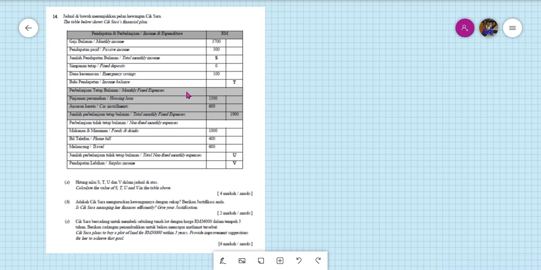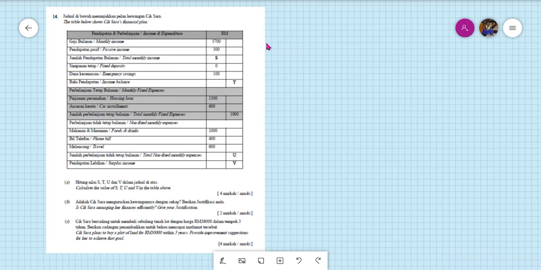It's also listed monthly fixed expenses, which is housing loans 1,300, car installment 600. So the total monthly fixed expenses is given as 1,900. Next is the non-fixed monthly expenses, where food and drinks is given as 1,000, phone bill is given as 400, travel is given as 600. So total non-fixed monthly expenses is labeled as U, surplus income is labeled as V. Your first task is to calculate the value of S, T, U and V from the table given.